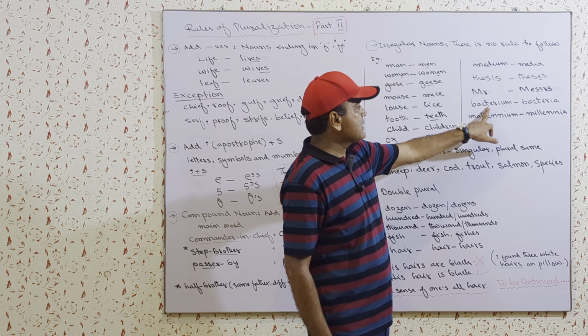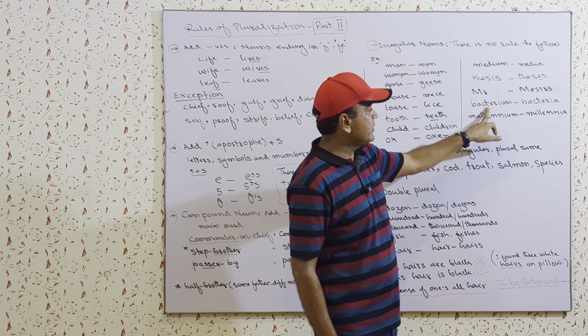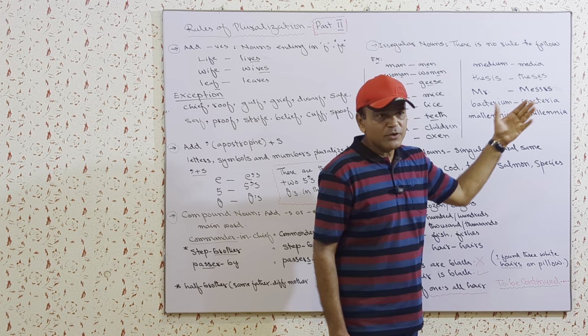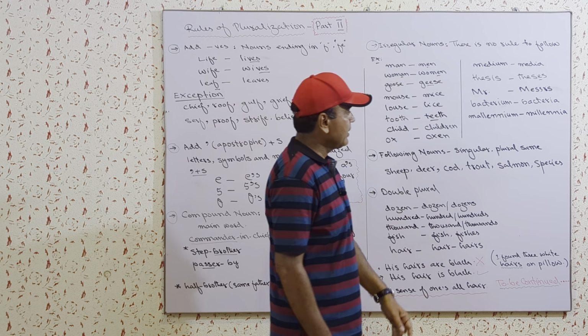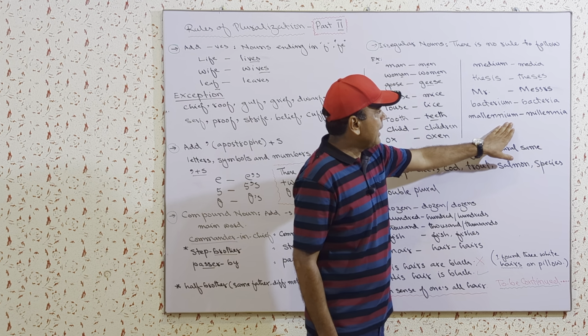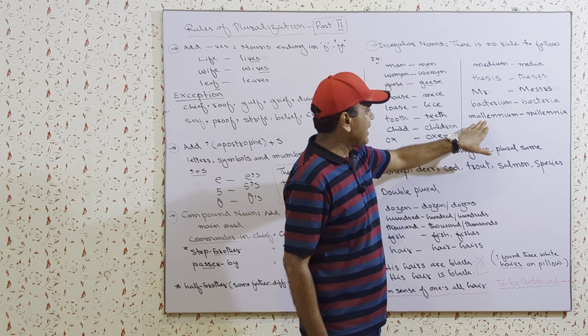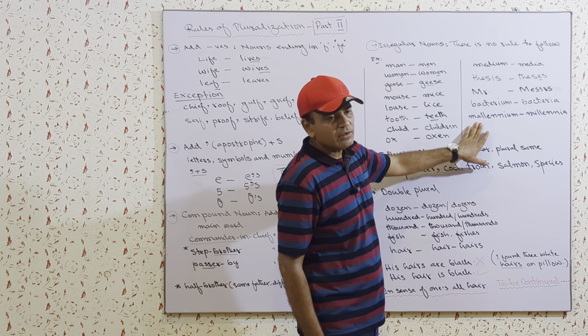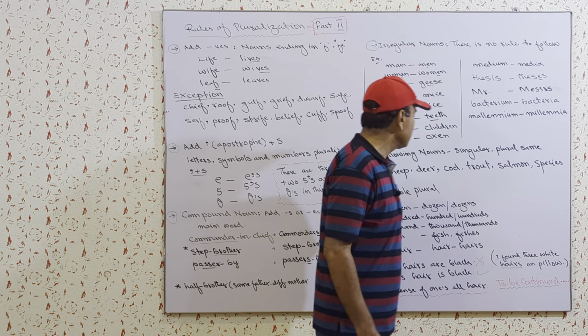Then the next word is bacterium. The plural of bacterium is bacteria. You might have heard bacteria as a plural, but its singular is bacterium. Then there is millennium, and its plural is millennia. A millennium is the word that means 1,000 years, and millennia is its plural.